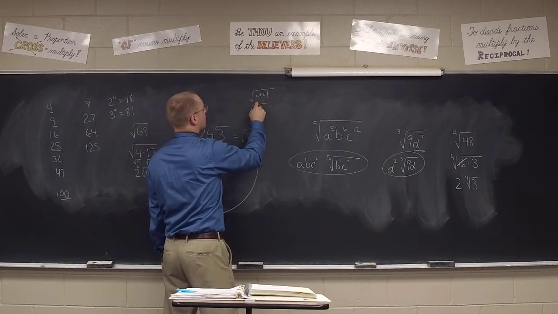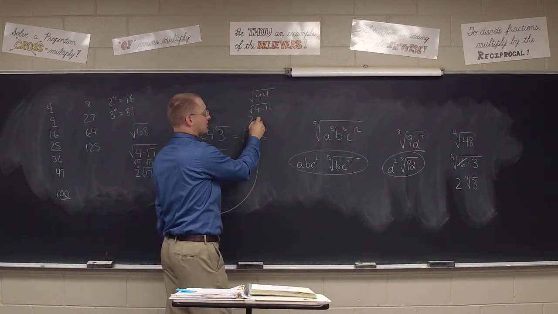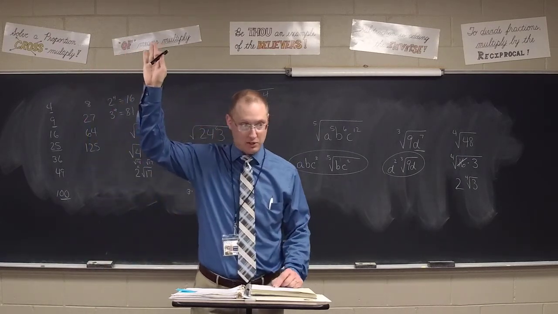4 times 11. And so your answer is 2 times the square root of 11. How many had that for number 44? The last one a little bit easier.